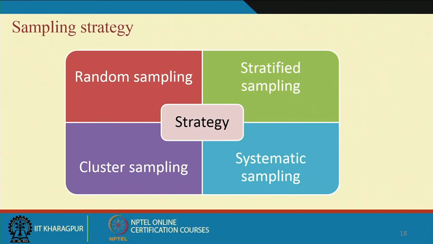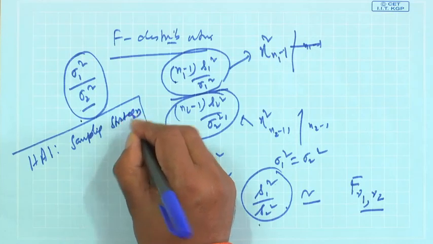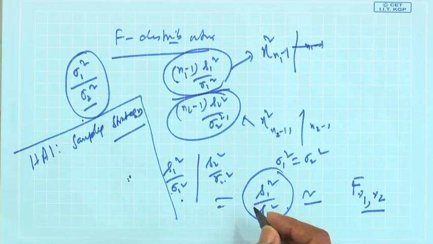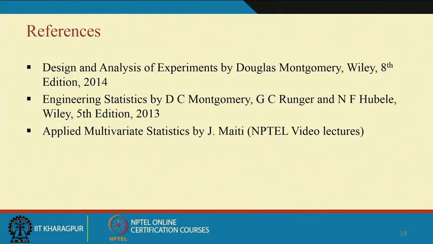All of you students submit what these four types of sampling strategy are, when each is used, and so on. Okay. So, with this I finish sampling distribution.